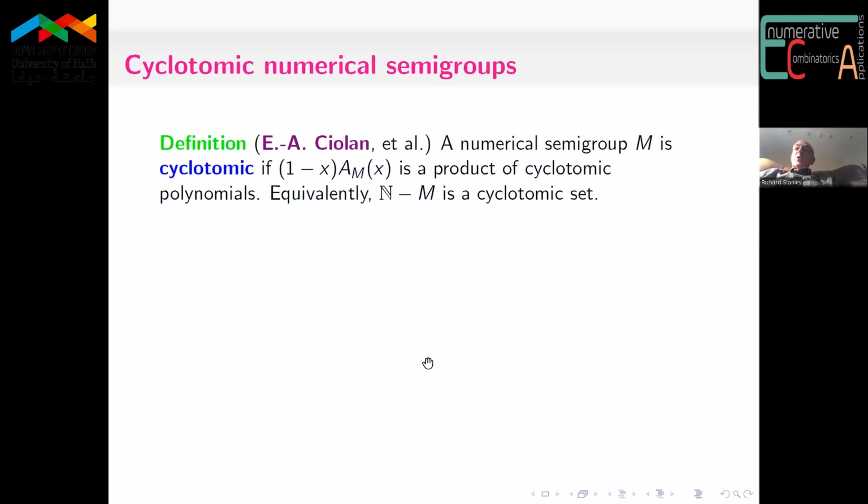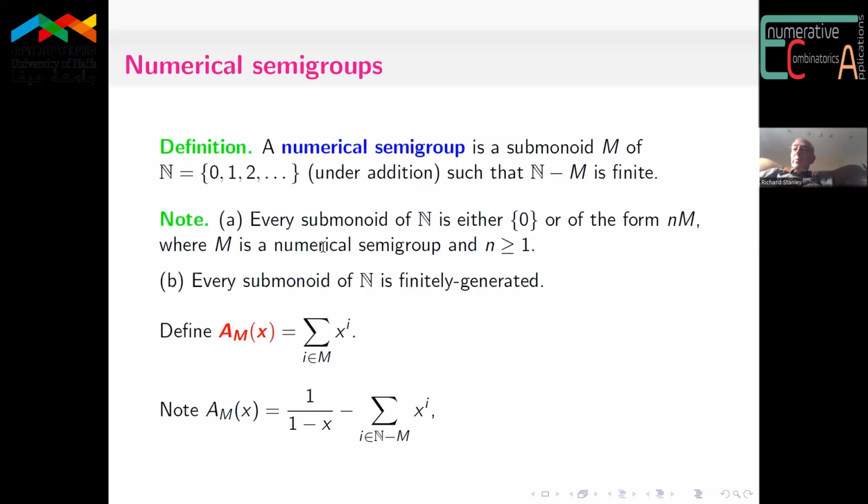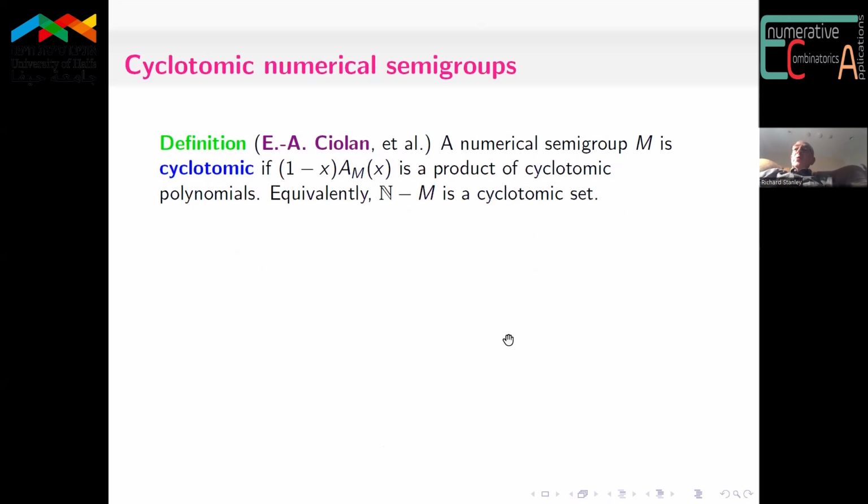Well, Ciolan and collaborators defined a numerical semigroup to be cyclotomic if 1 over 1 minus x times A_M of x, we just clear this denominator, is a product of cyclotomic polynomials. So that's exactly the same as saying that N minus M, the elements missing from our monoid, form a cyclotomic set.